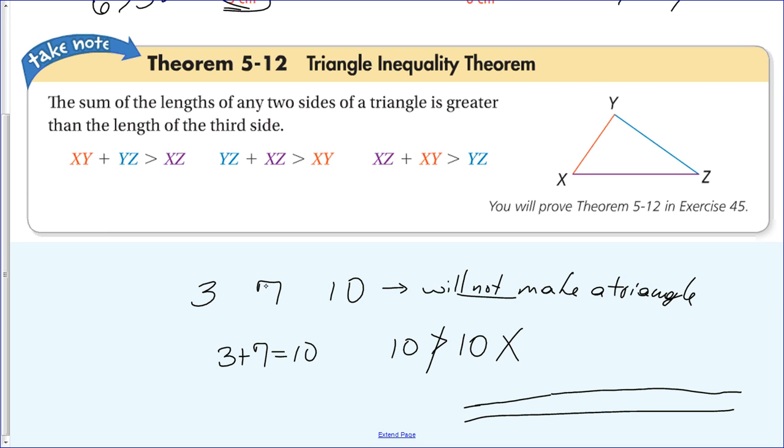If this was changed to 8, then 3 and 8 is now 11. Is 11 greater than 10? Yes. So 3, 8, and 10 will make a triangle. But 3, 7, and 10 will not.